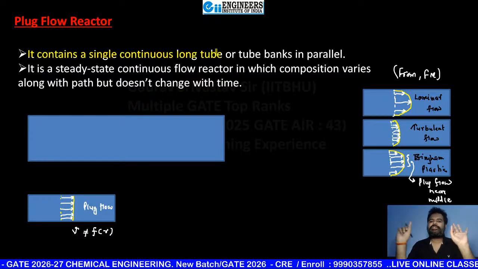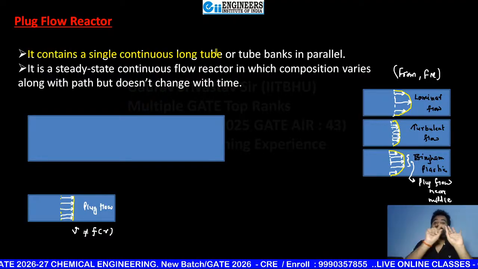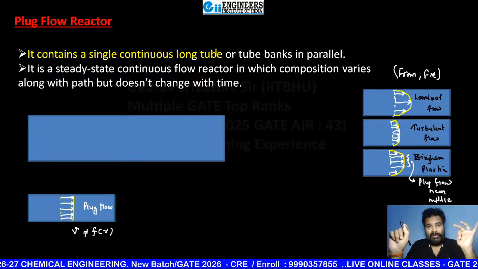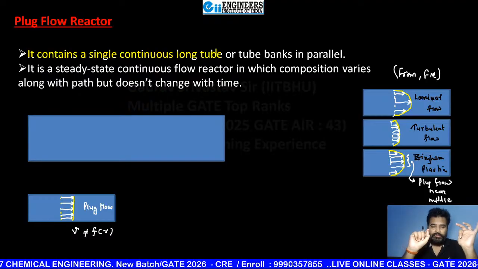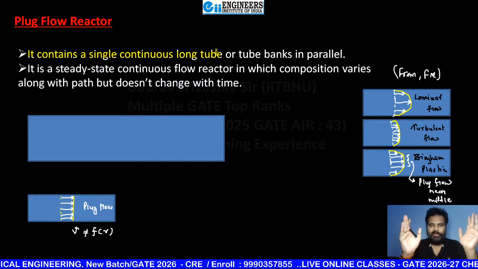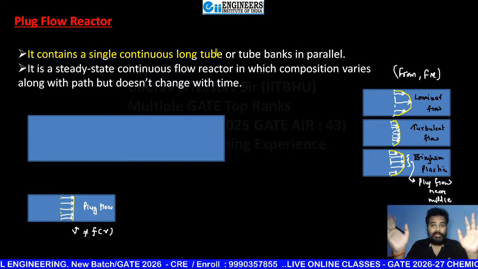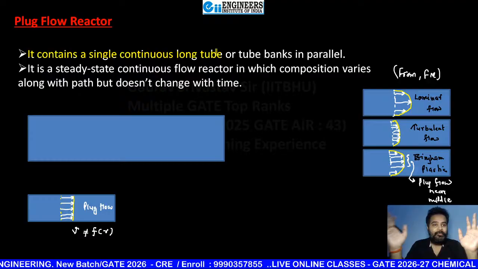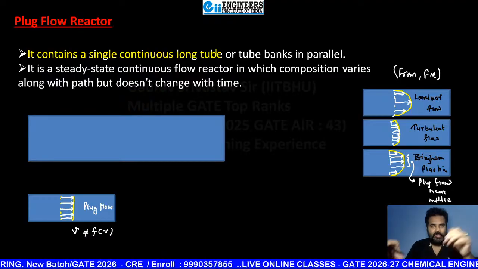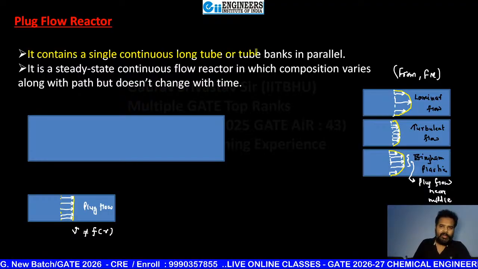So a long tube must be there, or maybe you can use lots of tubes in parallel, that is PFR in parallel. I will discuss this topic, PFR and CSTR, parallel, series, along with graphs in a separate lecture, after completing the first step of CSTR, PFR, everything. So simply it is a single tube or tube banks.